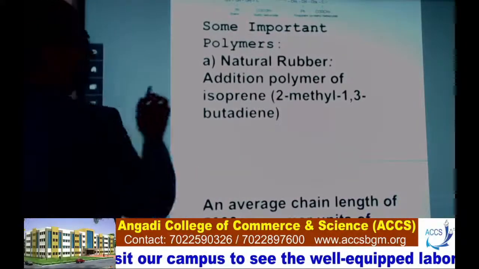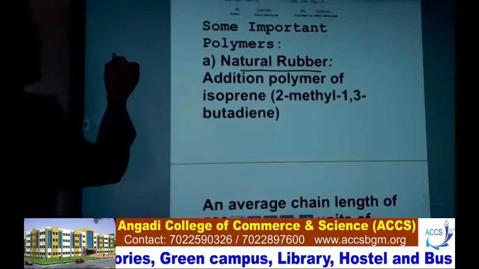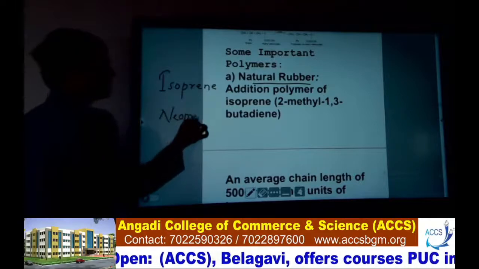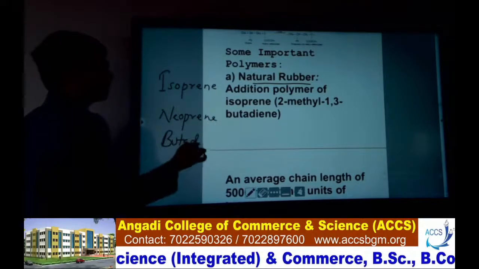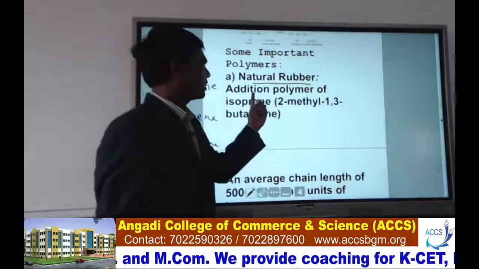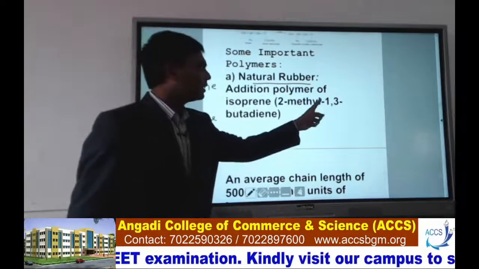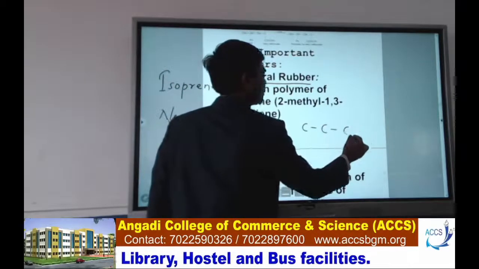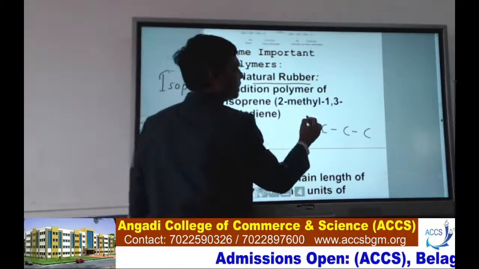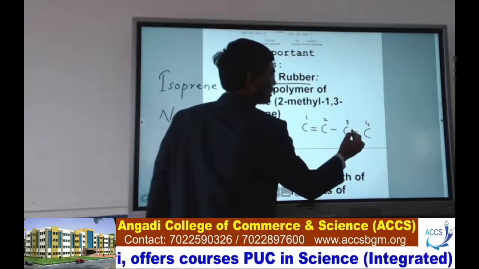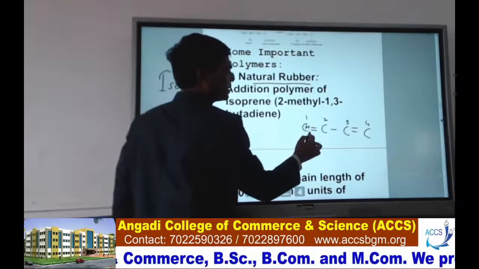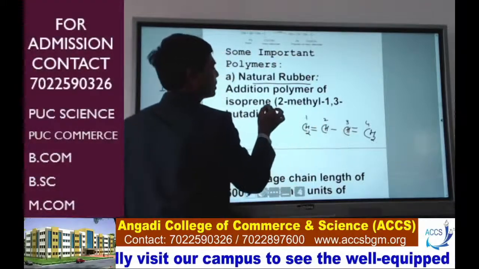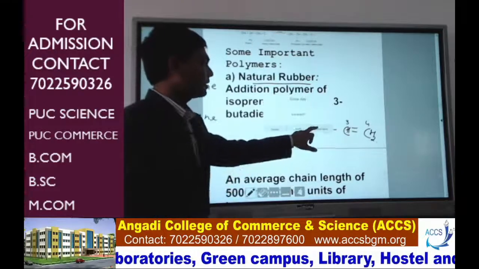Okay, first one we go across is natural polymer. As you already know, natural rubber is made up of the compound called isoprene. Another compound is called neoprene, and last is butadiene, which is 1,3. Okay, so let's see what we do. Addition polymer of isoprene, 2-methyl-1,3-butadiene. Okay, structure also I will write. 1,3-butadiene means 1, 2, 3, 4. If I write the numbers, it becomes a double bond here, a double bond here, and the remaining will be hydrogen: CH2=CH-CH=CH2. 1,3-butadiene. Okay, this is the monomer of the natural rubber.